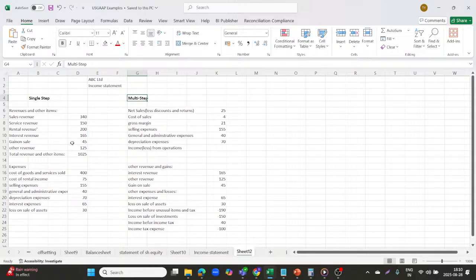But we were talking about the unusual or infrequent items. Unusual means it possesses a high degree of abnormality. They are not normal in their occurrence. For example, early debt retirement, plant shutdown. And the infrequent items are those not reasonably expected to recur in the foreseeable future, like litigation fees, damage caused by natural disaster, write-off of bad debts. So these are all infrequent items.